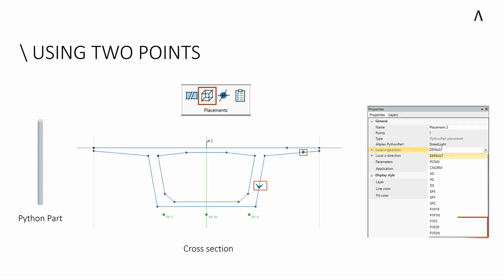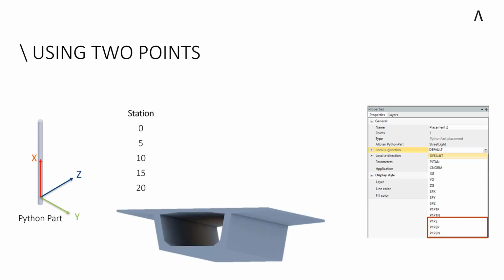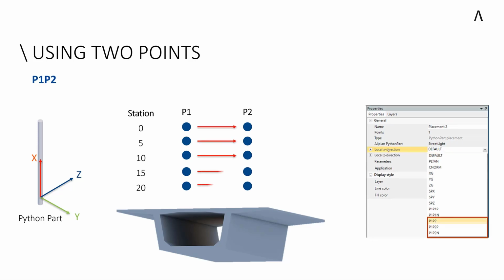As you can see here, the last 3 are based on 2 pointers between P1 and P2. Let's have a look in detail at what each one of them does. For example, let's say I have stations from 0 up to 20, and I have 2 pointers, P1 and P2, at every station. If I use, for example, P1 and P2, it means start from the current station, P1, and go to the next one. So you can see here, if I apply P1, P2, my bridge section would look something like this after applying the PythonPart bracing.